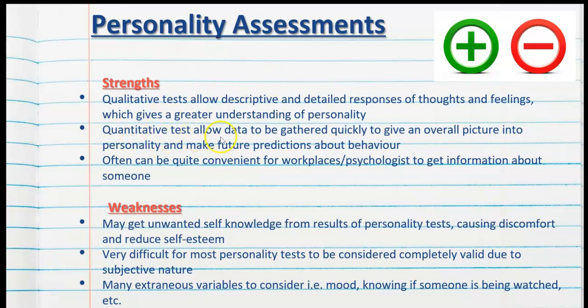And quantitative tests allow data to be gathered quickly to give an overall picture of personality and make future predictions about behaviour. This is, again, certainly the case with the Myers-Briggs, the 16PF, and Eysenck's Personality Inventory. So we can get data quickly and it gives us an overall indicator or picture. This is also the case with the Big Five online test. They are very convenient, again, for workplaces and psychologists to get information about someone. So again, it's quick and convenient, the only exception obviously being the MMPI, which is only used in a clinical setting anyway.